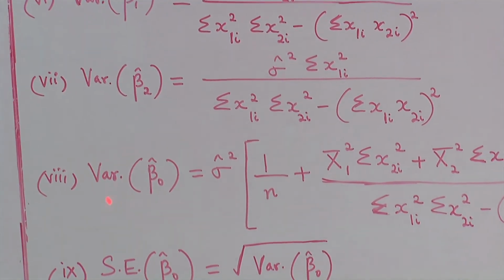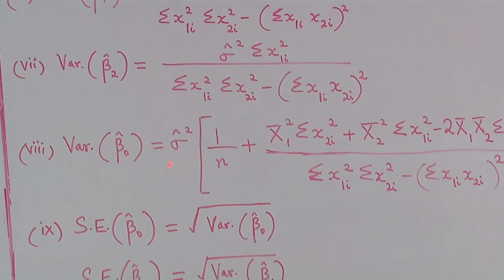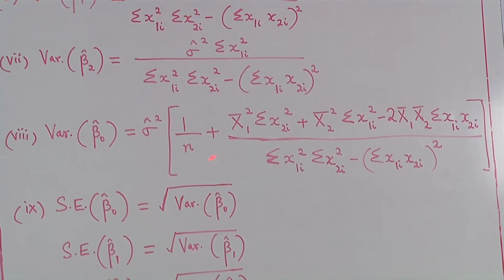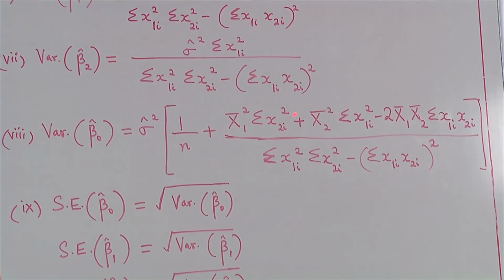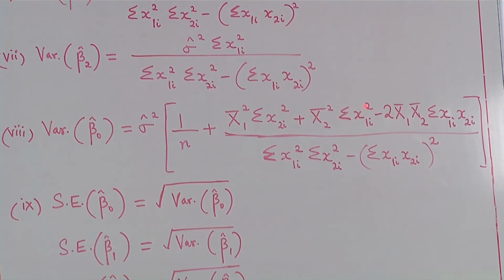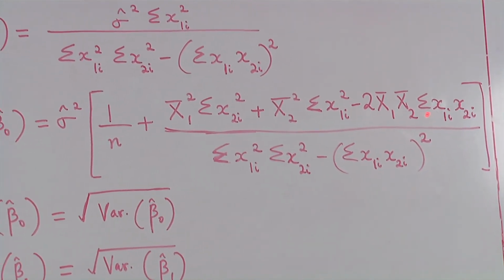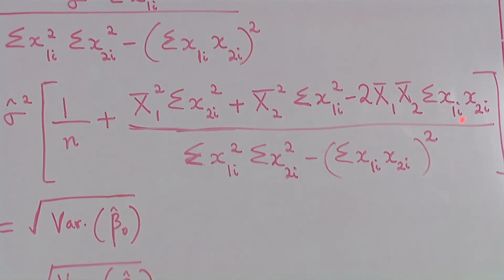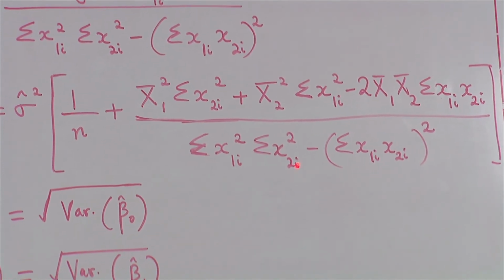The variance of beta naught hat has a huge change. Here the formula is stated as sigma hat square, the whole bracket 1 by n, the number of data, plus x1 bar square, the mean value of x1, sigma small x2i square, plus x2 bar square, sigma small x1i square, minus 2 x1 bar x2 bar multiplied with sigma small x1i small x2i, and the denominator, as usual, is the same denominator here also.